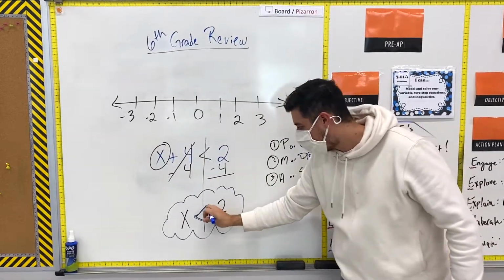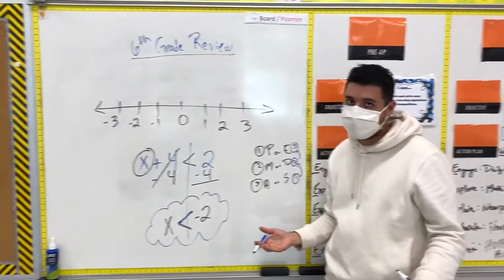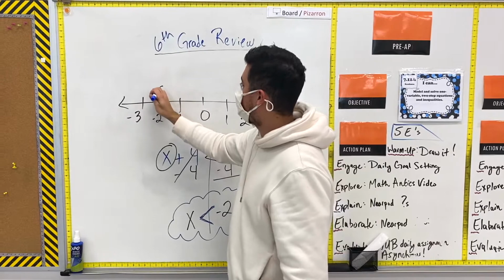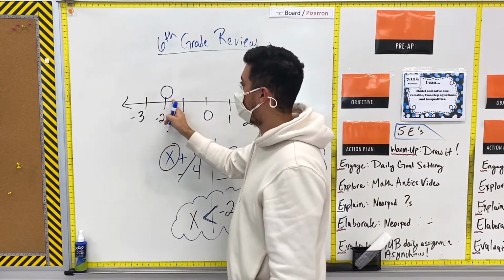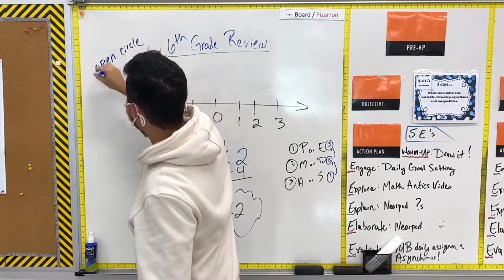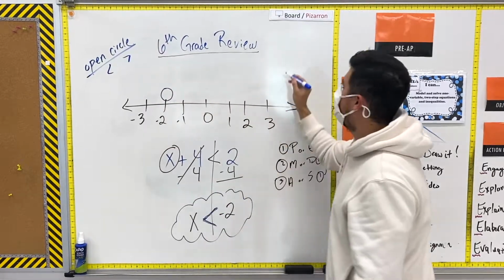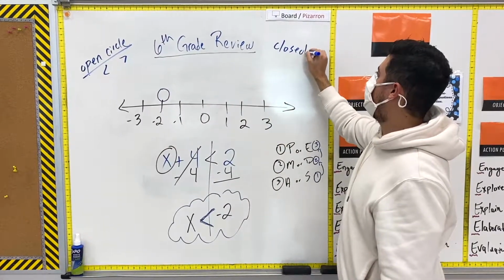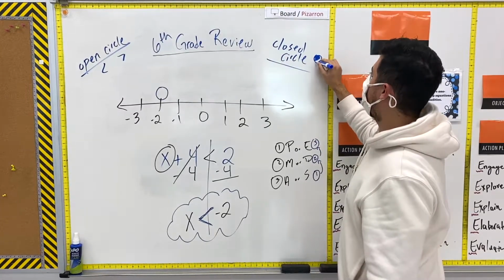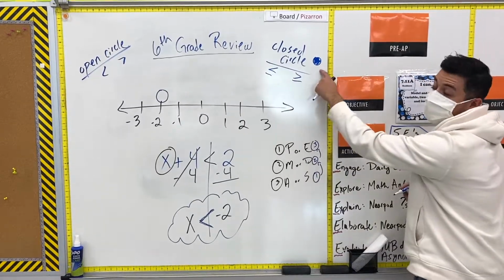But look at what it says also. It says less than. Does it say less than or equal to? No. Just less than negative 2. So that means I'm going to show my open circle. Remember, open circle means all the numbers that are either just less than or greater than. Closed circle, like this, are things like less than or equal to and greater than or equal to.